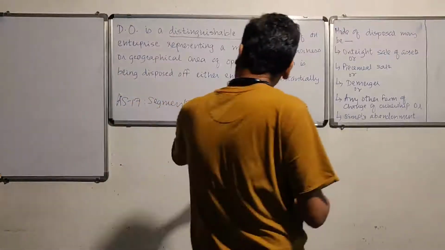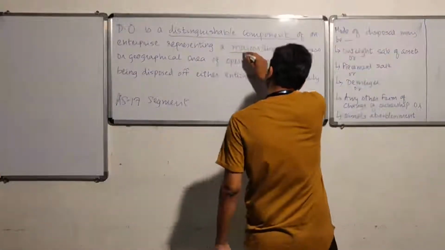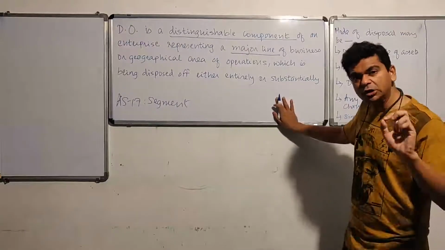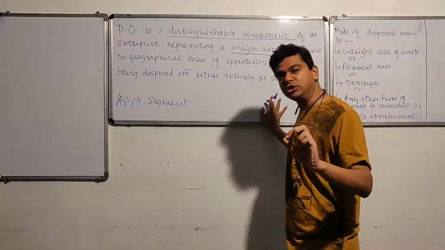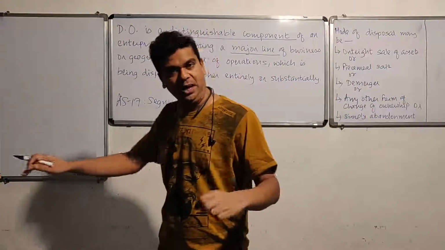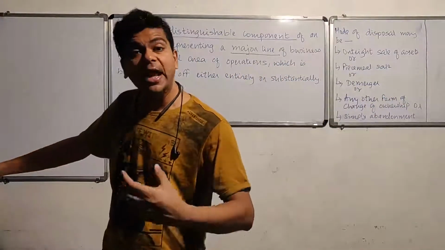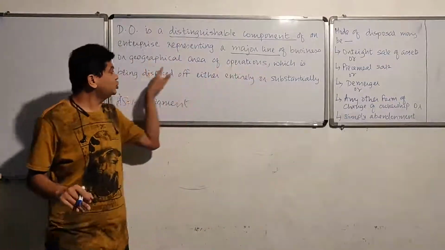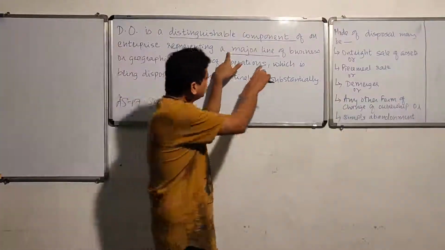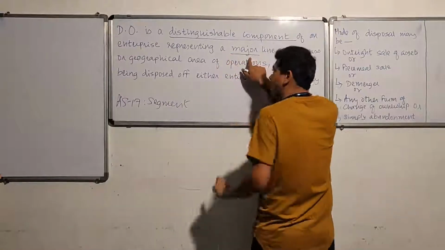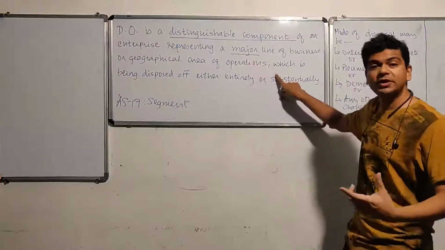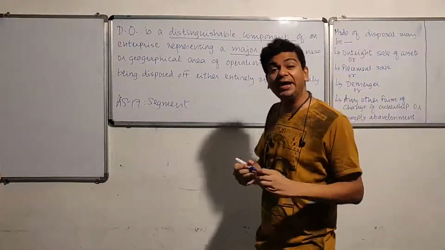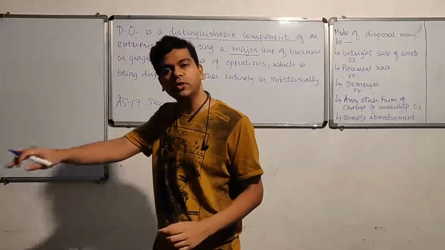One more thing. It should be a distinguishable component representing a major line of business. Unfortunately, the word major is not defined in the accounting standard. When can we say the business is major? When can we say that the geographical area of operation is major? Because till it is major, I will not provide separate disclosures. So this word major is not defined anywhere under Accounting Standard 24.